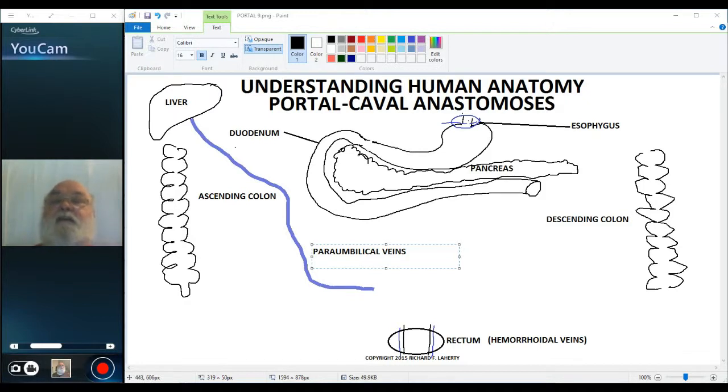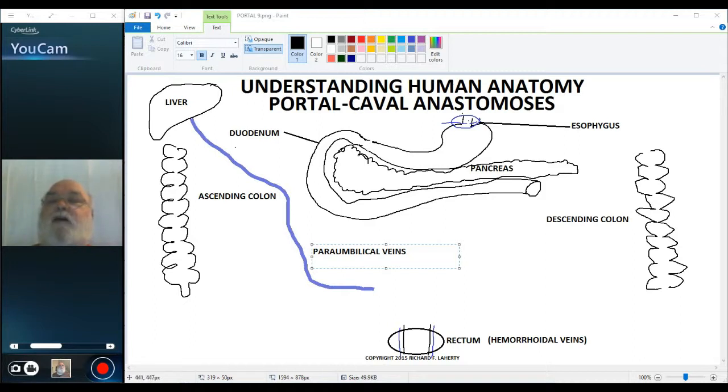Recall that the veins of the trunk, as well as the veins of the head and the neck, do not have valves in them. Valves are only found in veins of the extremities, of the upper and lower extremity. That means blood can flow in either direction through veins in the trunk.